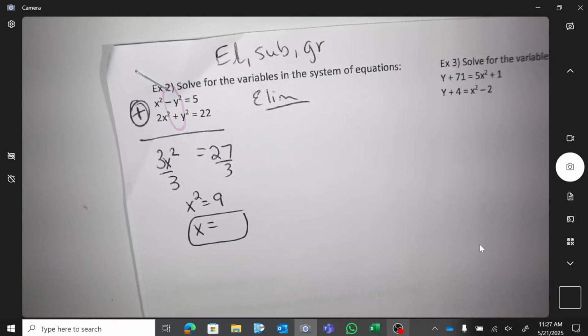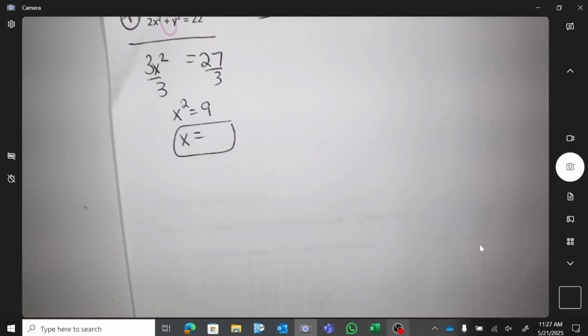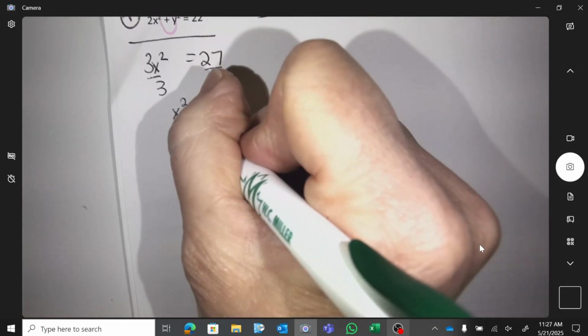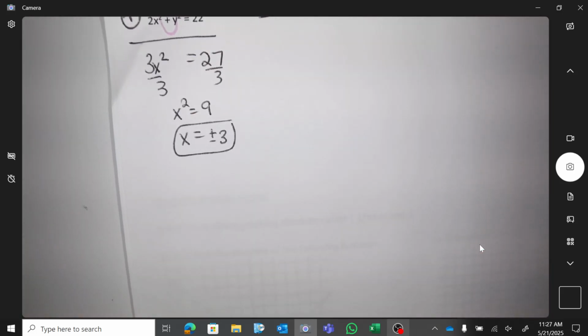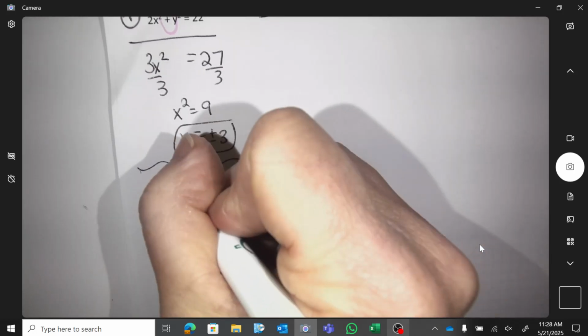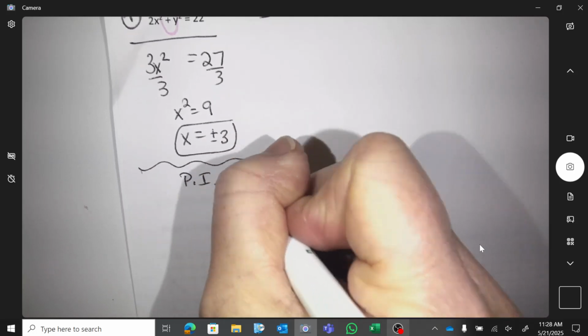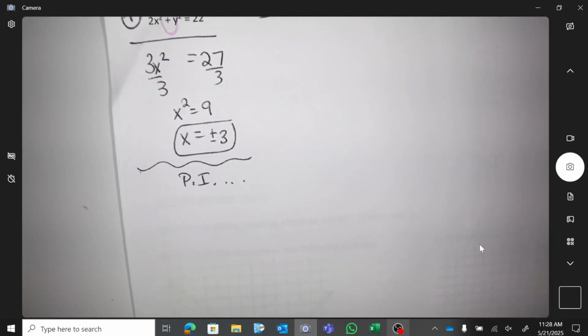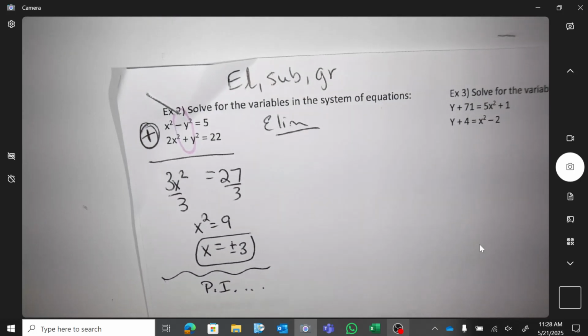What are you writing in that box? You're writing plus or minus 3. Okay, what do you always do if you have one of the variables? As soon as you have a variable, you're doing a plug-in. Okay, does it matter where you plug in? Nope.